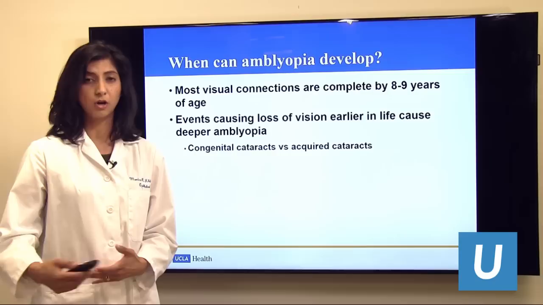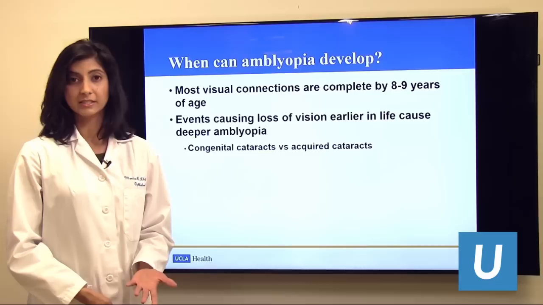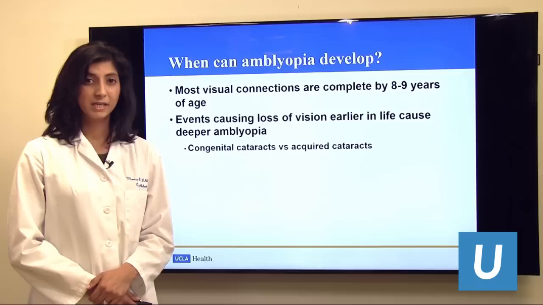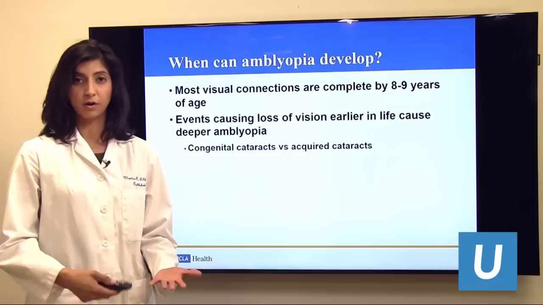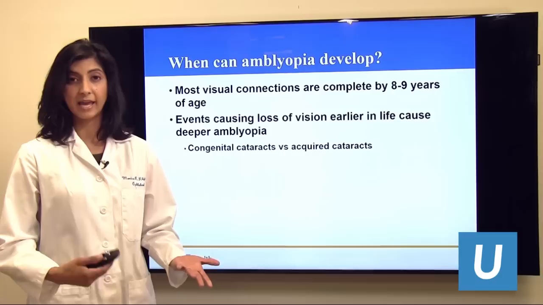So if we take, for instance, cataracts. Cataracts are an opacification of the lens that's inside the eye. Babies who have congenital cataracts, which would be present either at birth or shortly thereafter, can have much more profound amblyopia than those patients who develop cataracts later on during their childhood, for example, even at the age of 2 to 3 years.